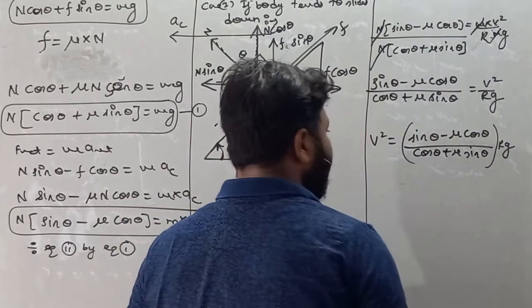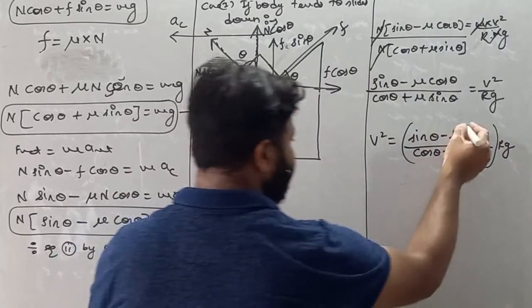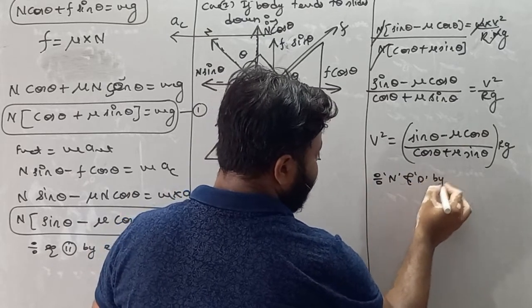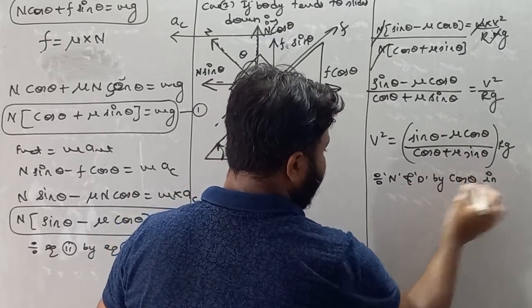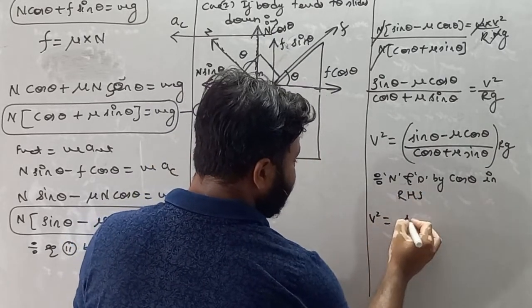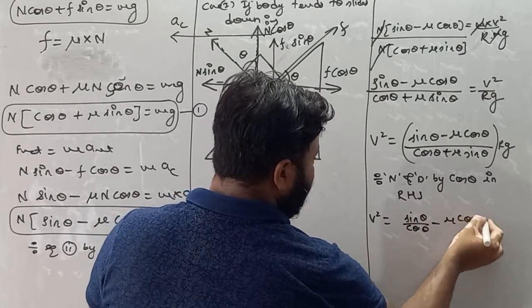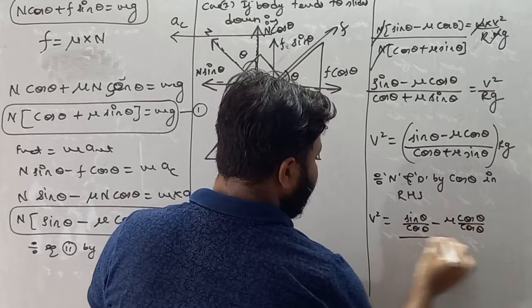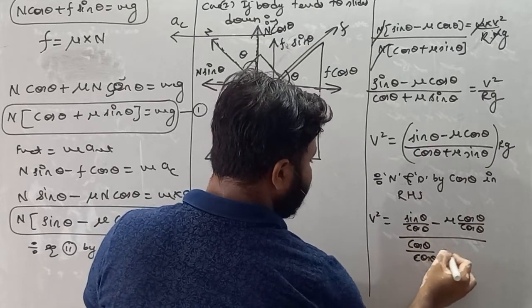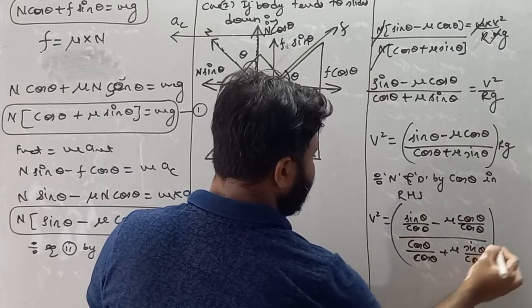Now we can divide numerator and denominator by cos theta on the RHS. So what we'll get? v square equals (sin theta upon cos theta minus mu cos theta upon cos theta) divided by (cos theta upon cos theta plus mu sin theta upon cos theta), into rg.